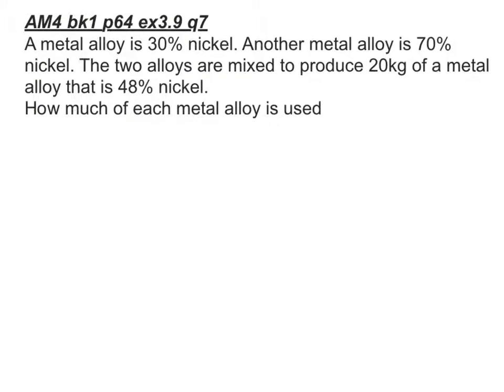So we have two metal alloys we're going to use to mix to make a third alloy. The first one has 30% nickel, the other one has 70% nickel. And we're going to mix those two alloys in a certain ratio such that we get 20 kilos of another alloy that has 48% nickel.